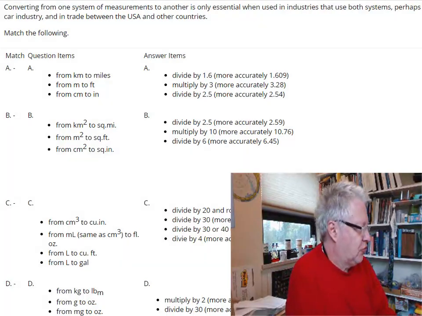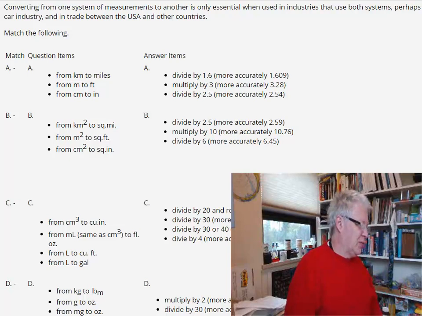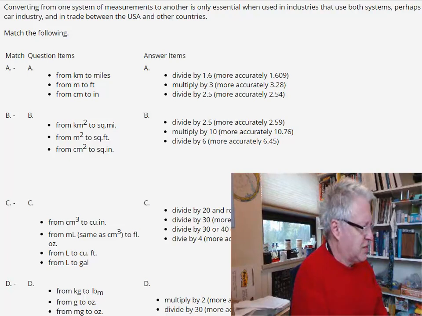So here we go. Kilometers to miles, divide by 1.6. There is really no quicker way here. Notice from meters to feet, multiply by 3. So 1 meter is about 3 feet. Yes, more accurately 3.28 or 3.3. But if I want to be really fast, 100 meters to feet, 300 feet. Did I say 100 meters to feet? Yep, I think I said that.